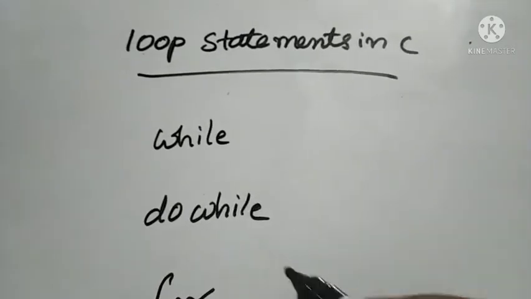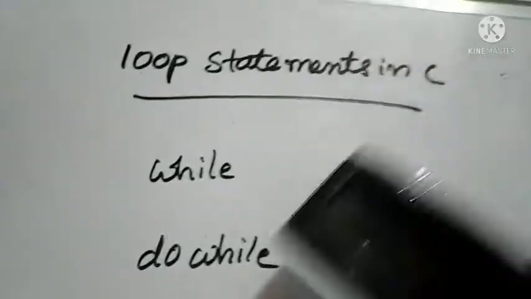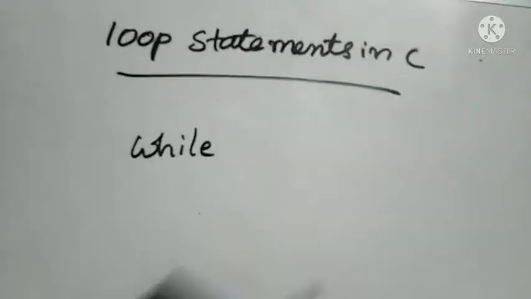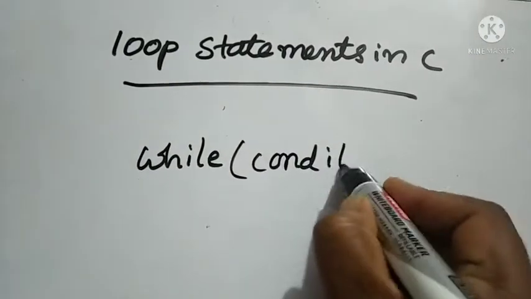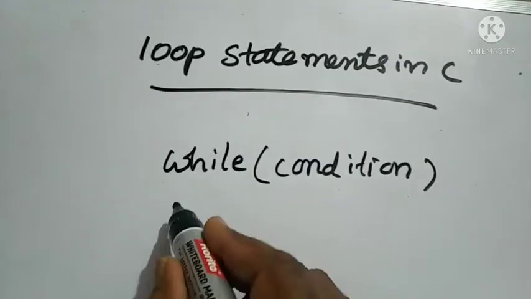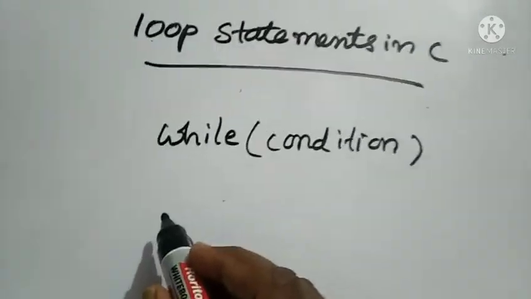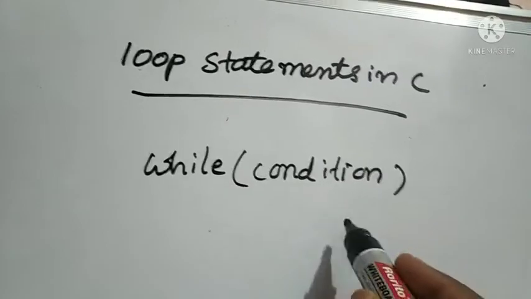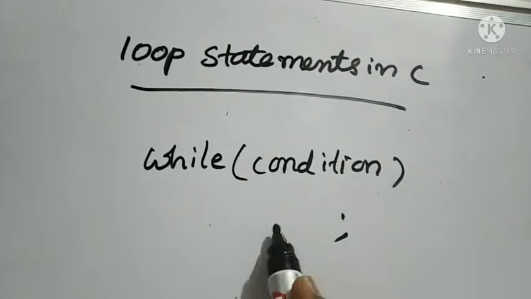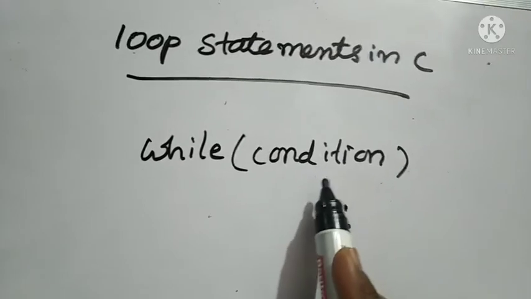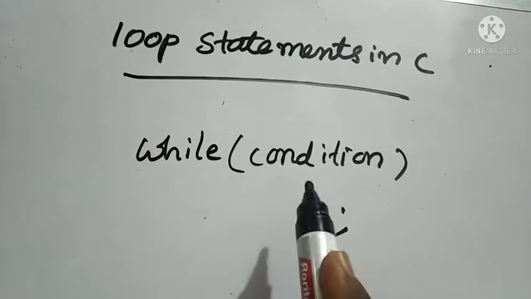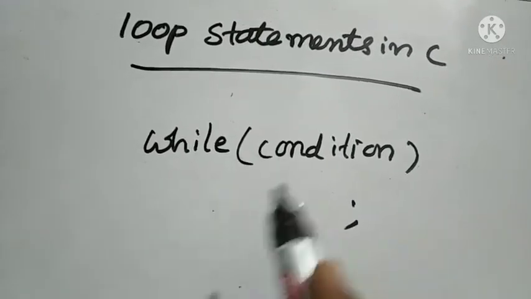So the syntax of the while loop is like this. We have a while with a condition, and the body goes within one or more braces. If there is only one instruction, then we can write that instruction with a semicolon. This instruction will be executed until this condition fails.